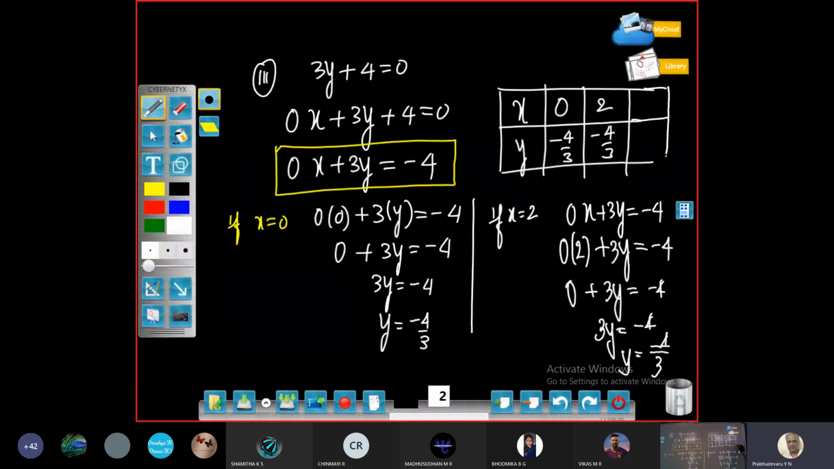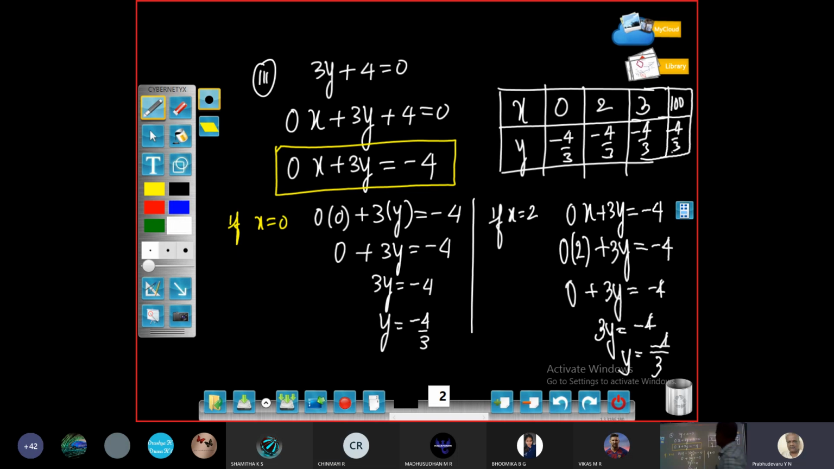Now you can guess what will be the answer if I take x is equal to 3. What will be the value of y? Sir, minus 4 by 3 only. If I take x is equal to 100, sir, then also minus 4 by 3.